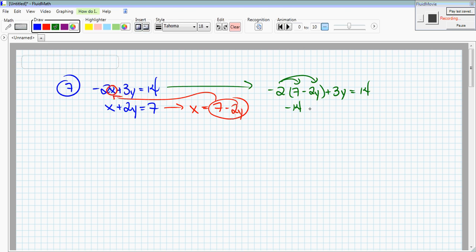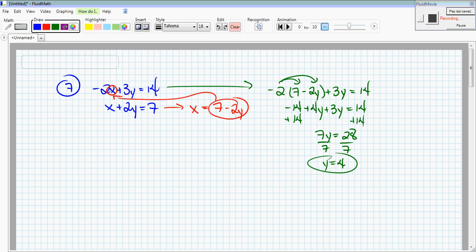So we have negative 14 plus 4y plus 3y equals 14. We're going to add 14 to both sides and combine these like terms. That gives us 7y equals 28. Divide both sides by 7 and y is equal to 4.